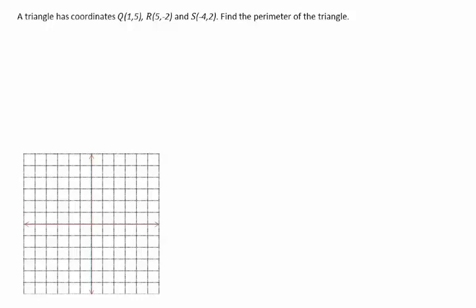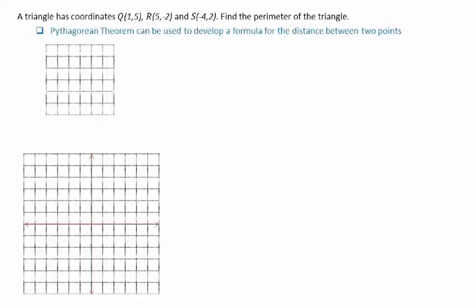A triangle has coordinates Q (1, 5), R (5, -2), and S (-4, 2). Find the perimeter of the triangle. The Pythagorean theorem can be used to develop the formula for the distance between 2 points.